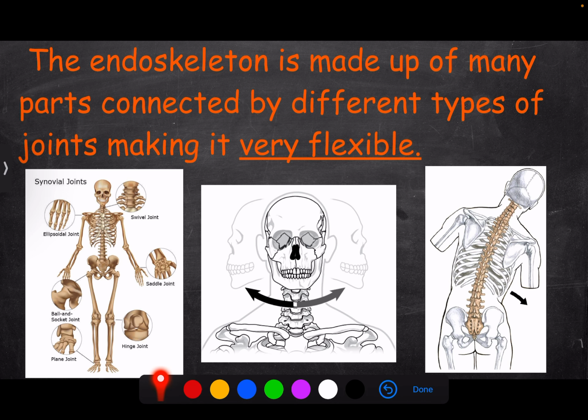So because the endoskeleton is made of many joints, it's very flexible, right? And you can see there's some of the joints here. I'm not going to go into detail. You can take a look yourself if you want.